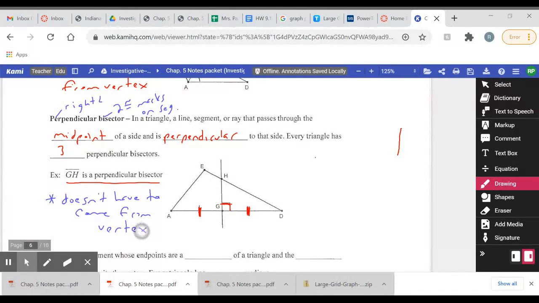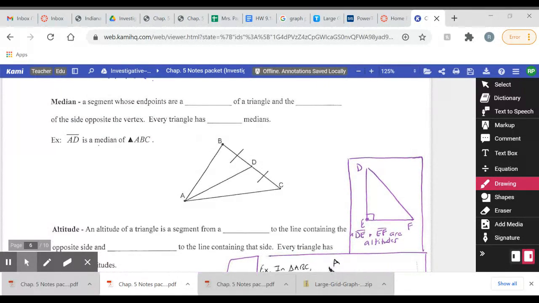Okay, it can come from a vertex. I'll show you a case where it can. Like if this is an isosceles or an equilateral triangle, and I went to draw the angle bisector, then again, it's going to be perpendicular to a side, and it's going to be congruent on each side here. And in this case, it is coming from a vertex, but again, like in this picture, GH right here does not have to come from a vertex.